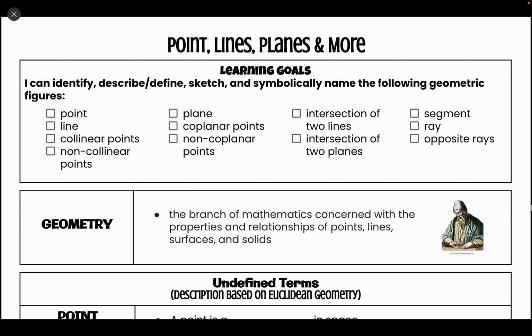Okay, so this is points, lines, and planes and more. So this is section 1.1, day 1. Okay, so our learning goals: I can identify, describe, define, sketch, and symbolically name the following geometric figures. So point, line, collinear points, non-collinear points, plane, coplanar points, non-coplanar points, intersection of two lines, intersection of two planes, segment, ray, and opposite rays. So those are our goals for this section.